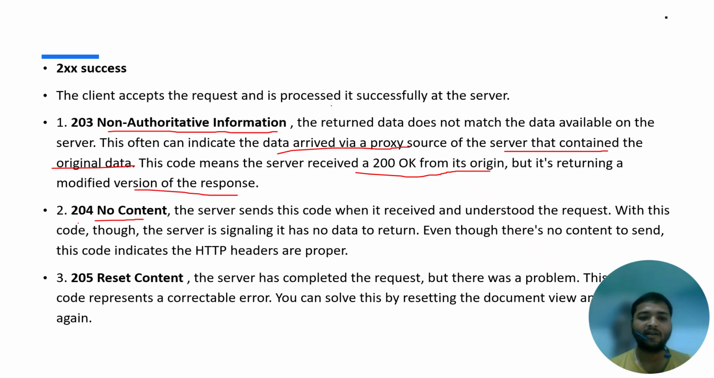204 no content. The server sent the code when it received and understood the request. With this code, the server is signaling it has no data to return. Even though there is no content to send, this code indicates the HTTP header is proper. 205 reset content. The server has completed the request, but there was a problem. This code represents a correctable error. You can also solve it by resetting the document view and trying again.